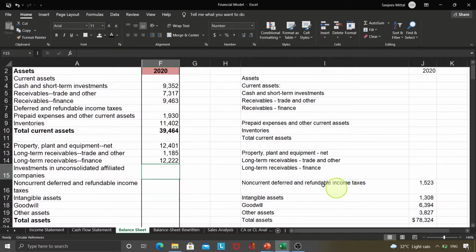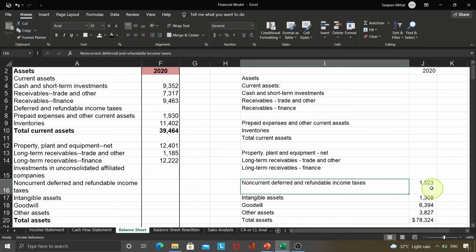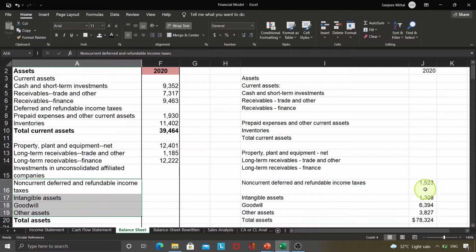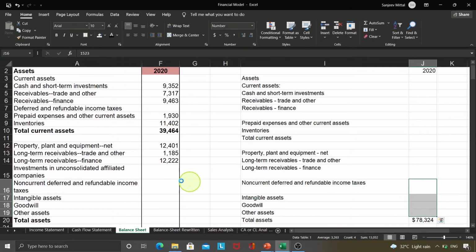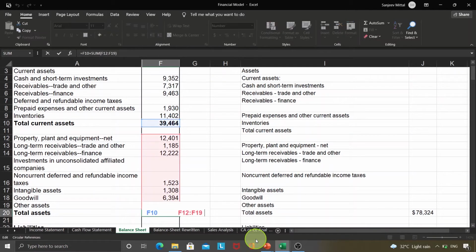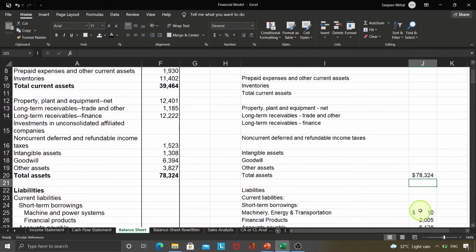And after that, you can see we have non-current deferred and refundable income taxes. These are the non-current deferred income taxes here, along with intangible assets, then goodwill, and then other assets, which are in four sequence here. So we shall delete all these four items from here, and we shall simply paste these numbers here. Once you paste these numbers, we will get our total assets, as you can see. So these are our total assets if we add our current assets and our non-current assets, which comes to, as you can see here, 78,324. This number is being shown here.